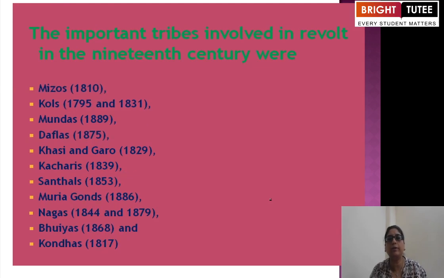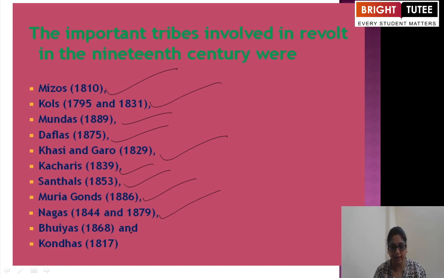Now, the important tribes involved in revolt in the 19th century were Mizos in 1810, Kols in 1795 and 1831, Mundas in 1889, Daflas 1875, Khasi and Garo 1829, Kacharis 1839, Santals 1853, Maria Gonds 1886, Nagas 1844 and 79, Bhuyas 1868, and Khonds 1870.